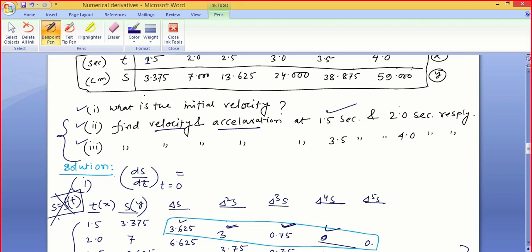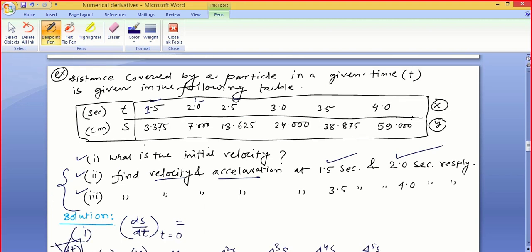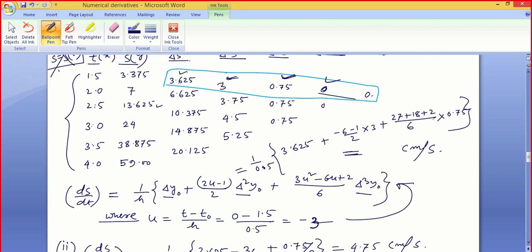If I ask you velocity and acceleration at 2, then what you have to do? That idea I told you in the last class. That time associated to 2, which will be the upper diagonal, that element you have to pick up. Associated to 2, the upper diagonal elements will be this. Isn't it?